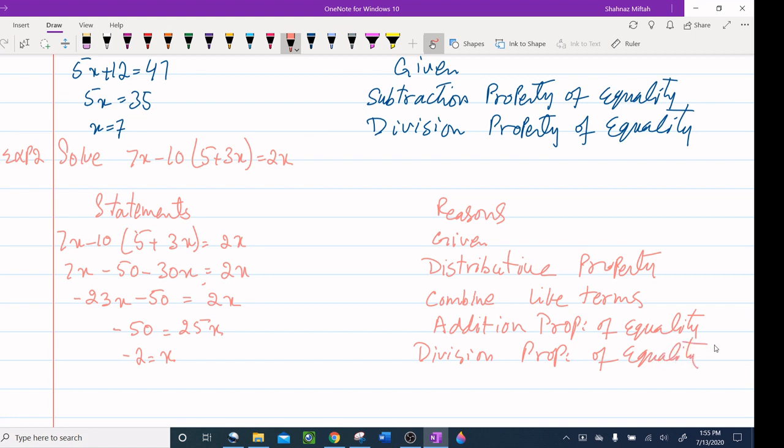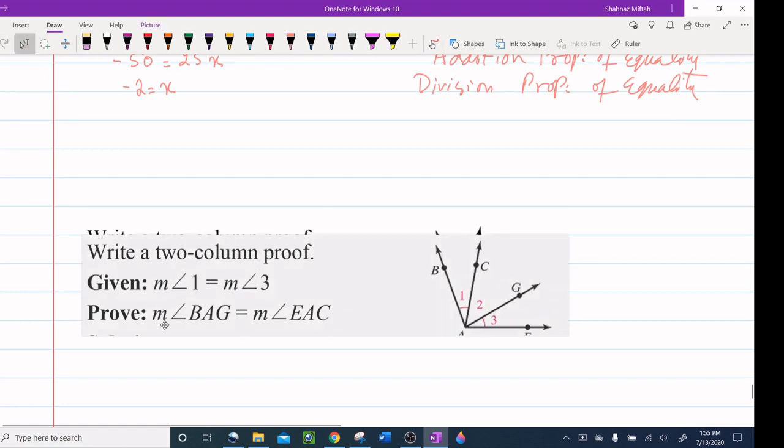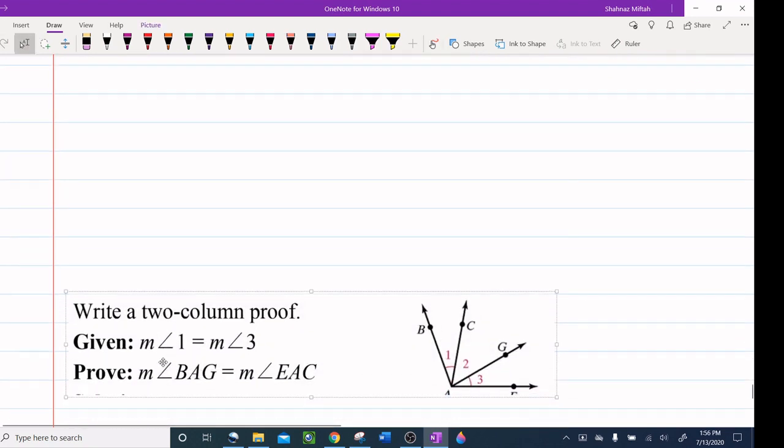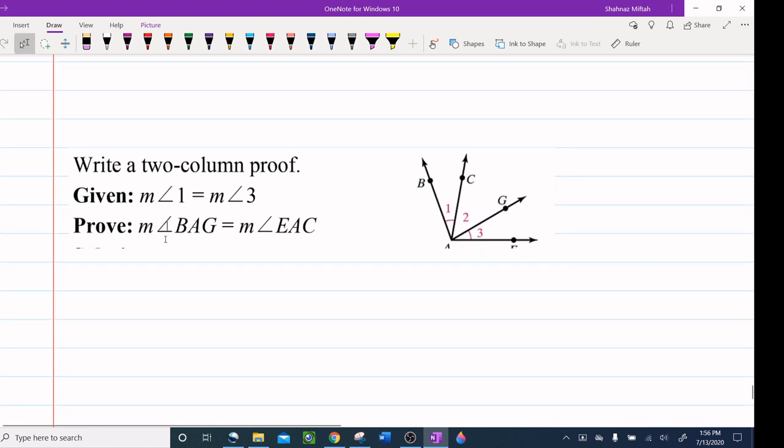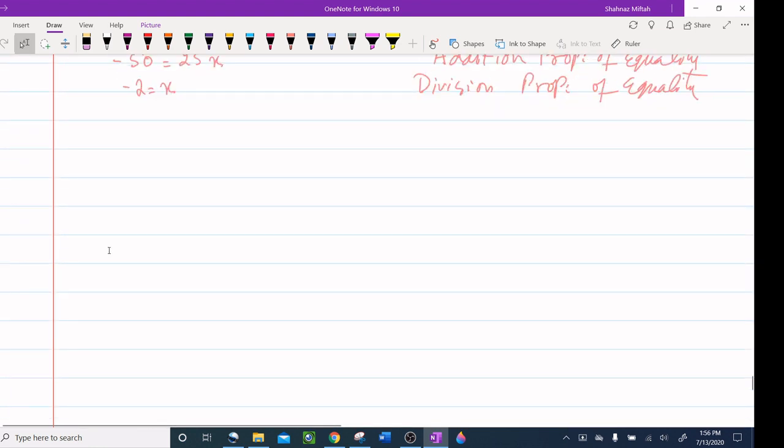Okay. Now, let's see. I'm going to move this back down there so I can have enough space for another example. Okay, here is another example that is more like a geometry.